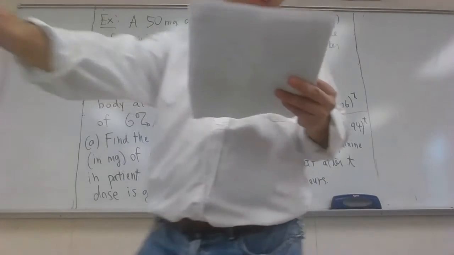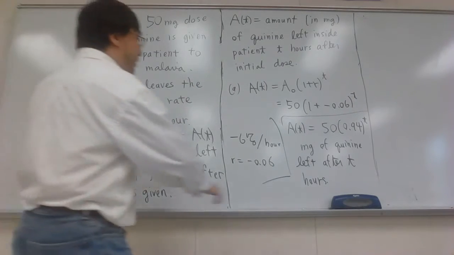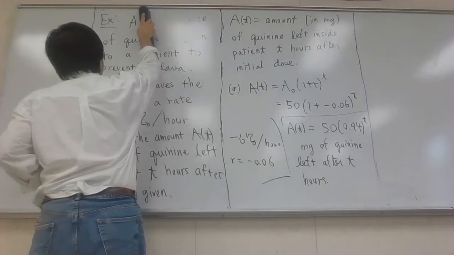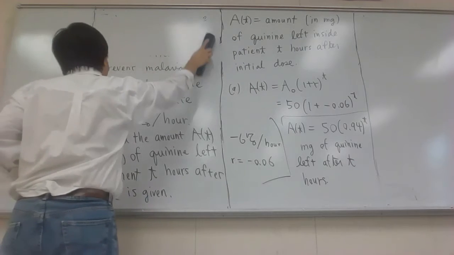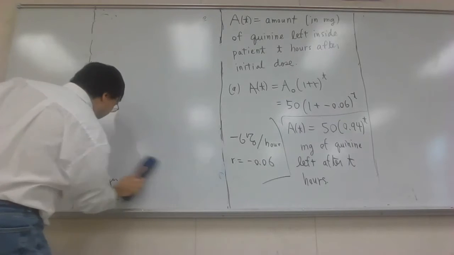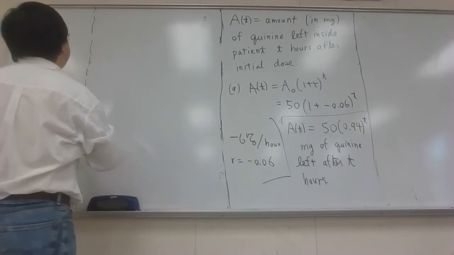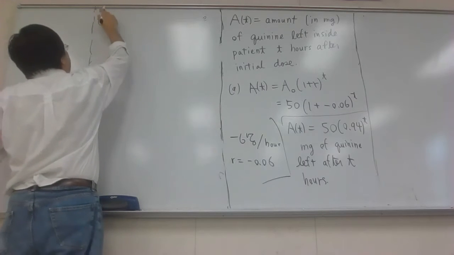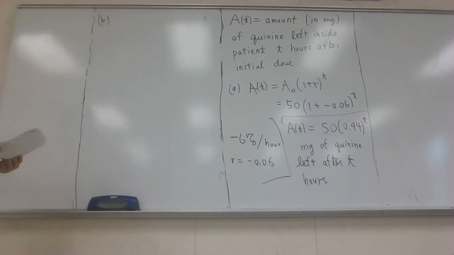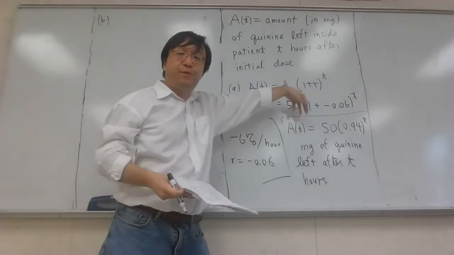Okay, let's do part B. Part B, which I erased, asks how much of the drug is left inside the person after 24 hours, after a day and a night. So you plug t equals 24 into here.